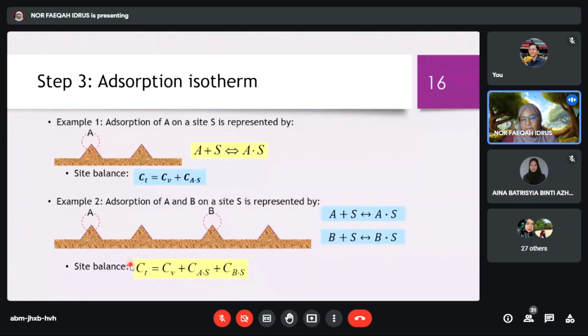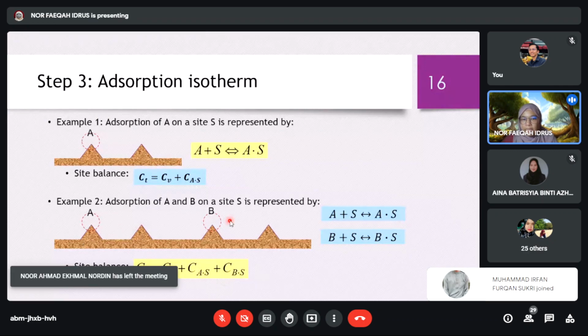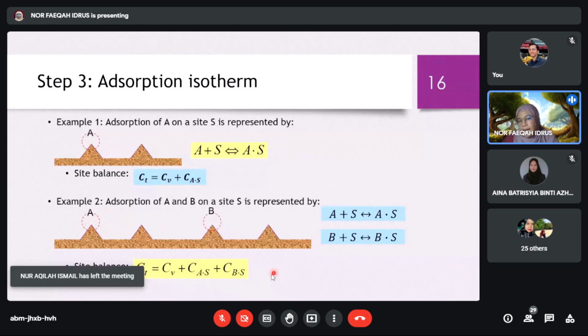Similar with CT, the total molar concentration. CT is CV plus the concentration of all species that adsorb onto the active site. So that's why we just write it as one CV, and then plus the concentration of adsorbed species. For this example, we have two adsorbed species, C A dot S and C B dot S.